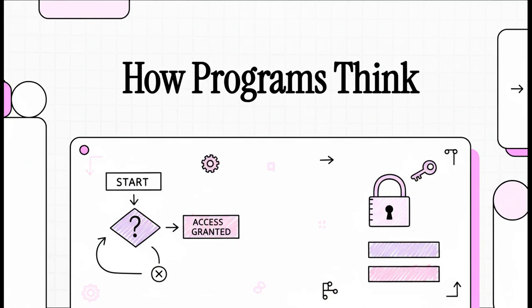Have you ever wondered how a computer program goes from just dumbly following a list of instructions to actually making what feels like a smart choice? It's not some kind of magic. It's all about logic. And over the next few minutes, we're going to build that logic from the ground up and really see how programs think.